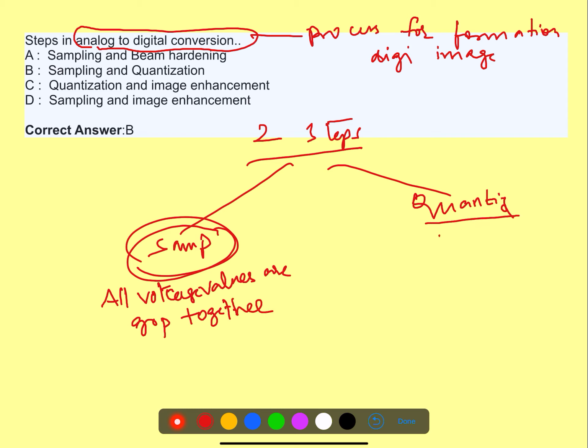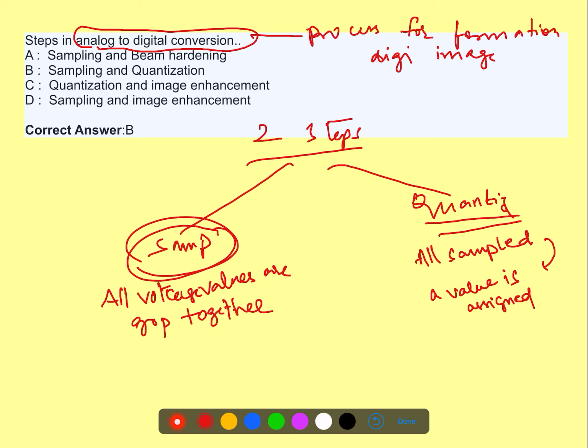Whereas in quantization, for all this sampled data, a value is assigned. A value is assigned during quantization. So the two steps in the process of formation of a digital image, that is analog to digital conversion, are sampling and quantization.